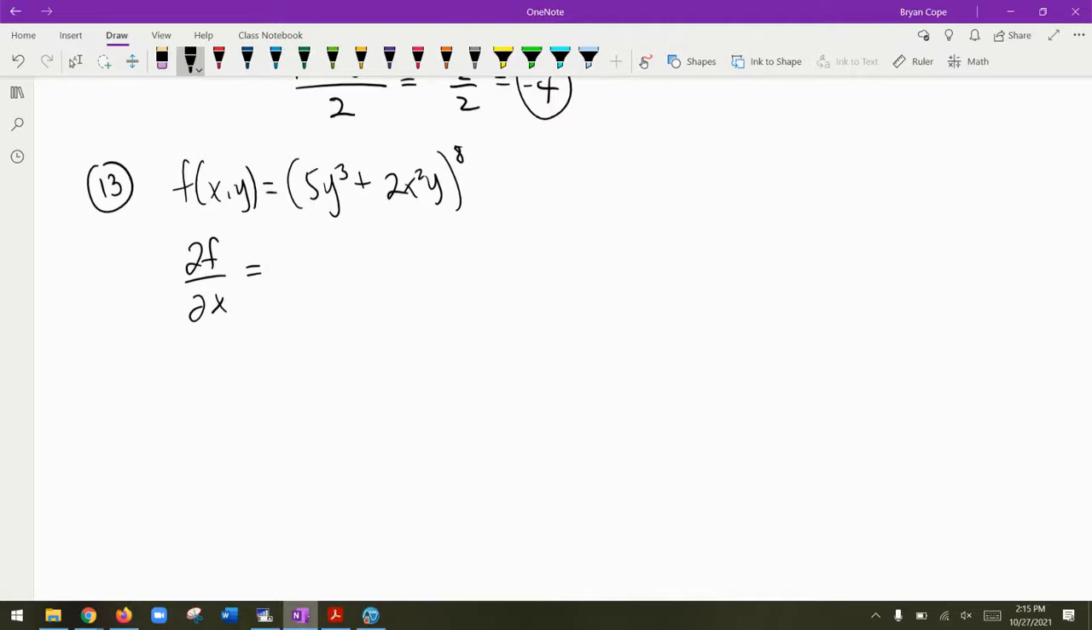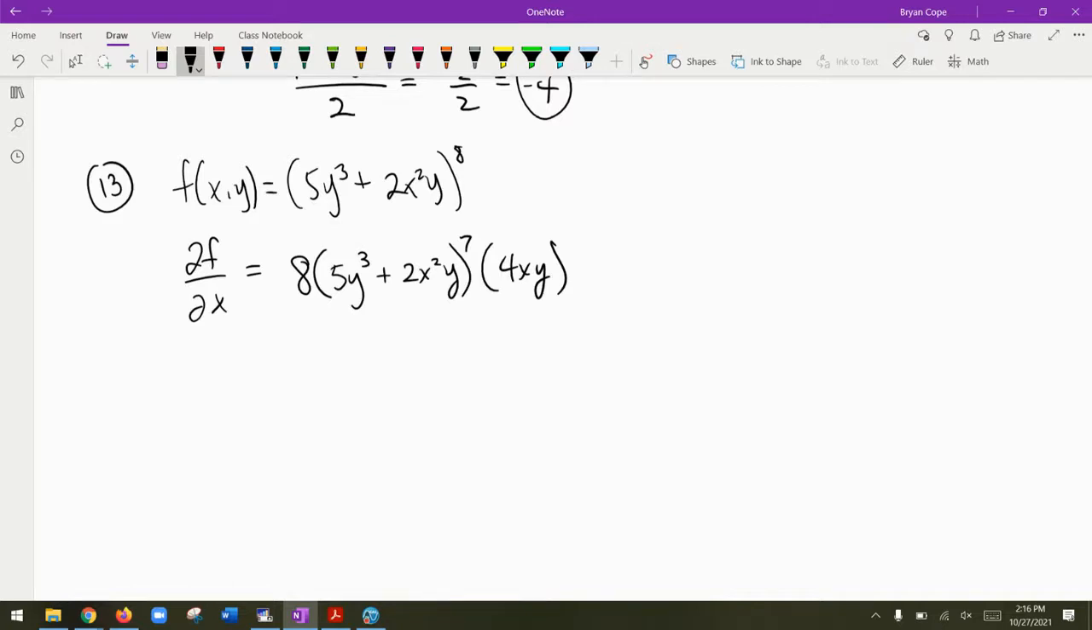Go ahead. 8 times (5y cubed plus 2x squared times y). Also 7. Good. Times 4xy. 4xy, perfect. Because the chain rule tells us the derivative of this thing now is that thing goes to 0 and this thing becomes 4xy. Nicely done.